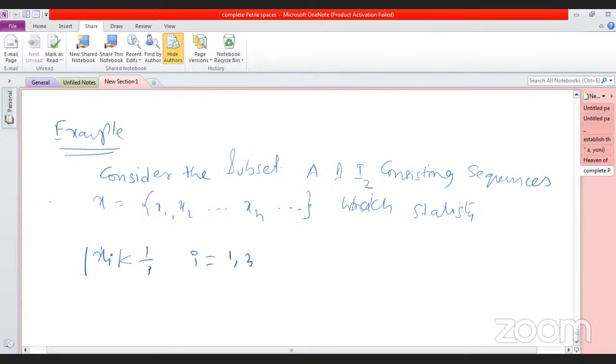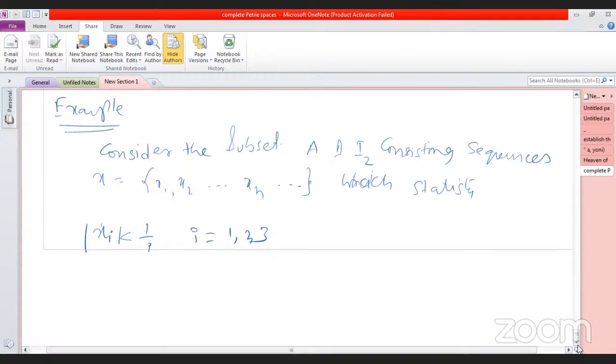ఎగ్జాక్ట్లీ, వెరీ గుడ్. So consider the subset A of ℓ² consisting of the sequences x = (x1, x2, ..., xn, ...) which satisfy |xi| ≤ 1/i, i = 1, 2, 3, ... Then is A totally bounded or not? Yes sir.